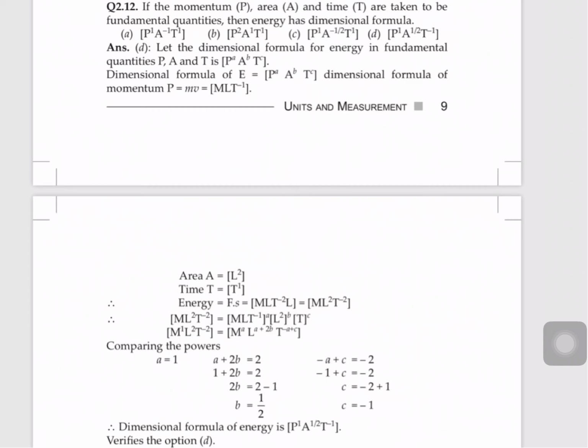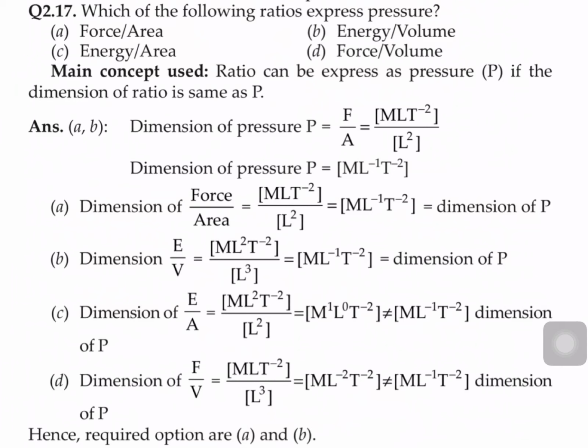The same way, the momentum P, area A and time T are given. The final quantity is energy, whose dimension formula is required. So what is the dimension formula? I can substitute the dimension formula, raise the powers A, B, C, and calculate the values: A equal to 1, B equal to 1 by 2, C equal to minus 1. So finally you can get the answer D only.